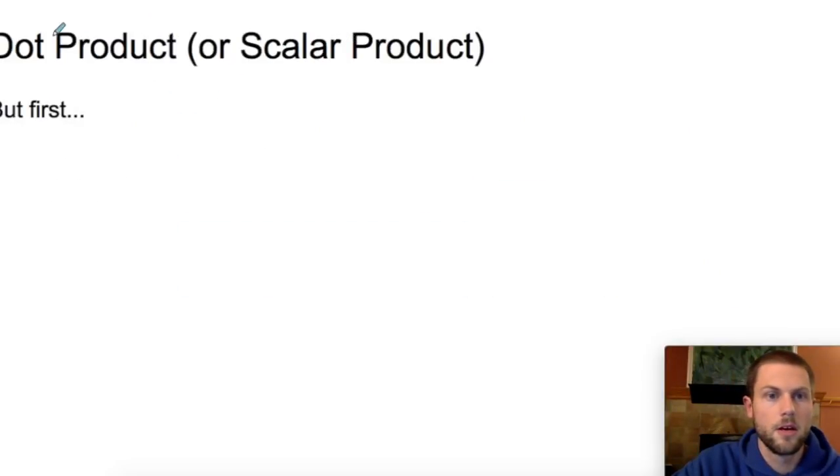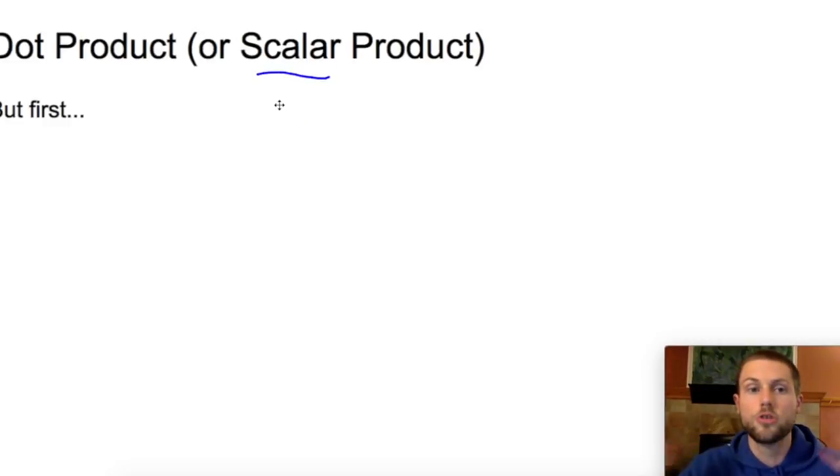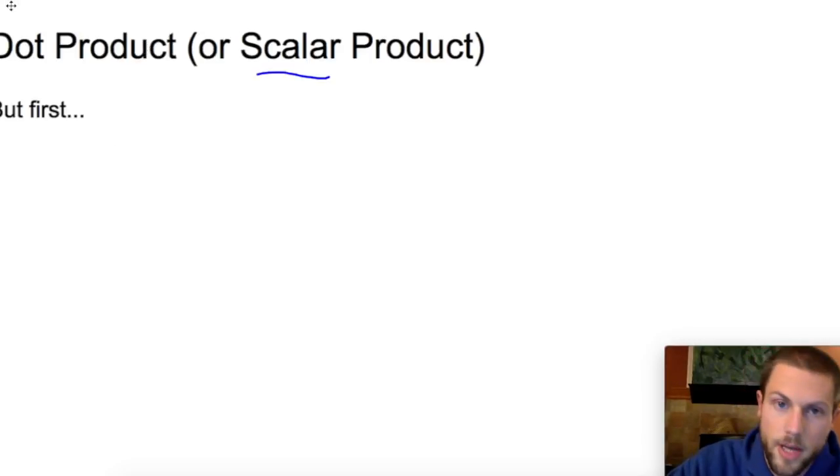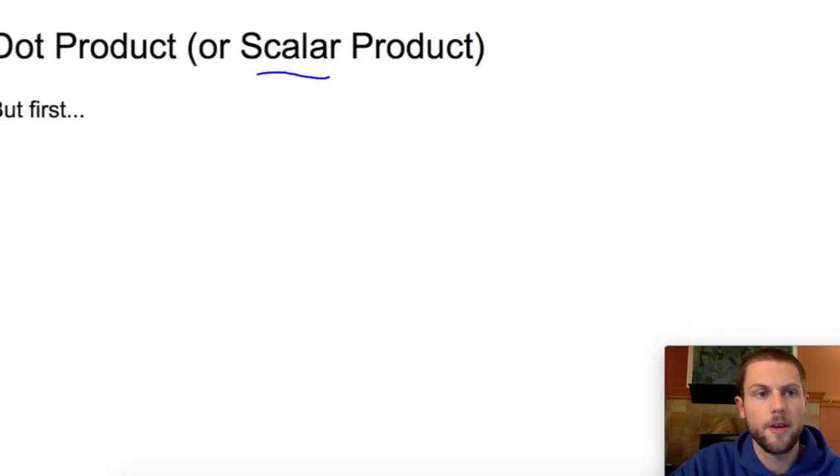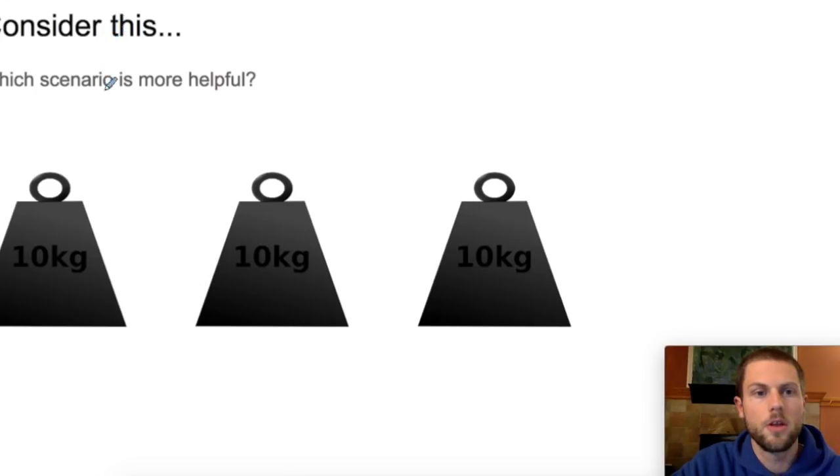So let's talk about why we might want to use or find this angle. First, we need to talk about something called the dot product, also known as the scalar product. This is an absolutely new operation. You've seen addition, subtraction, multiplication, and division. This is a new operation for you. Pretty exciting. You didn't know you were going to learn a new operation right now, but you are. But before we dive into this whole dot product, scalar product thing, let's consider these weights.